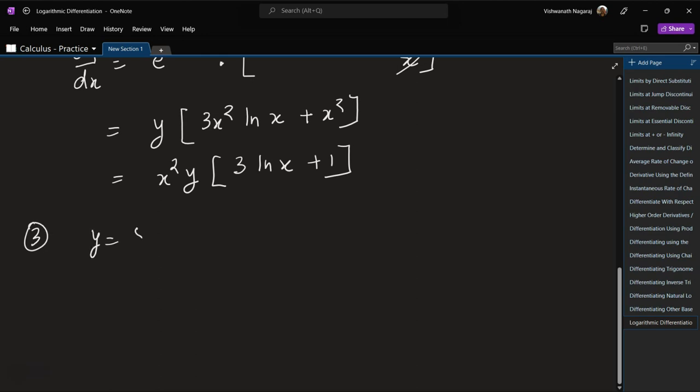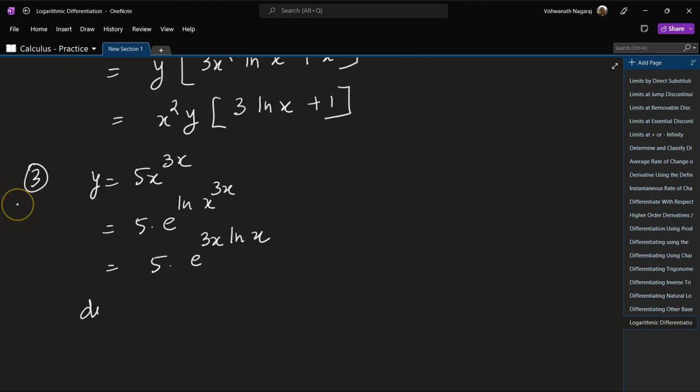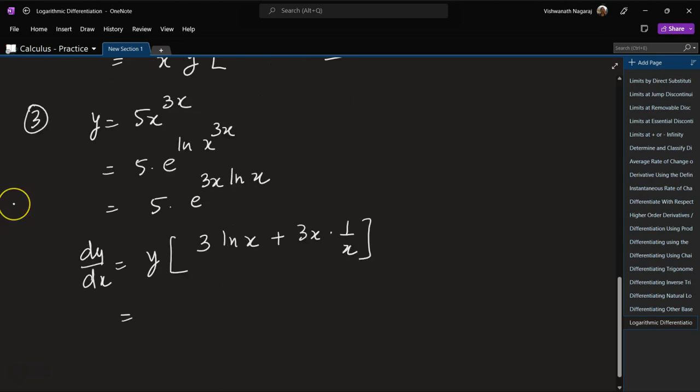Third one is y is equal to 5x to the power of 3x. This can be written as 5 times e to the power of ln of x to the power of 3x, which means we can write this as e to the power of 3x ln x. So dy by dx is equal to e to the power of 3x natural log of x. This entire thing is nothing but y. So instead of writing 5, we can just directly write y. We need to differentiate the exponent. So 3 natural log of x plus 3x times 1 by x, which is equal to y times x, and x gets cancelled. 3 is common, so we have natural log of x plus 1.